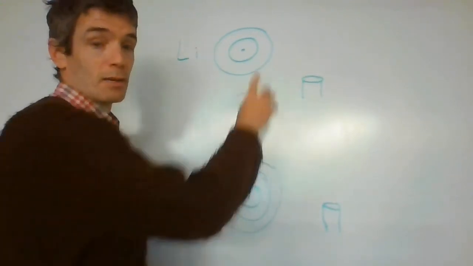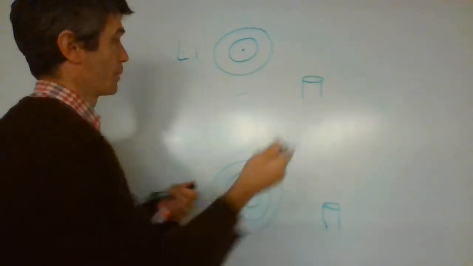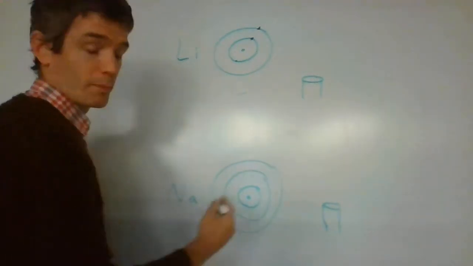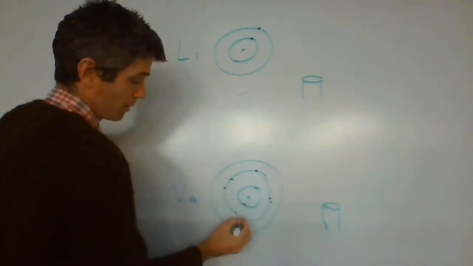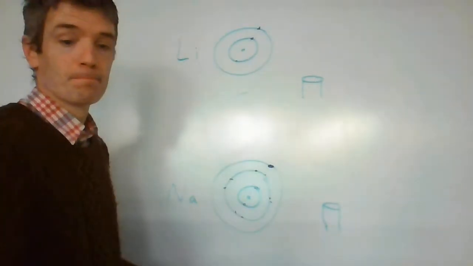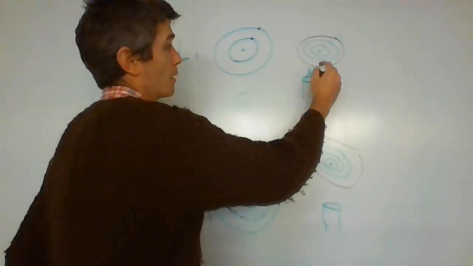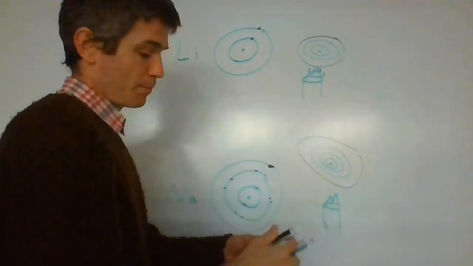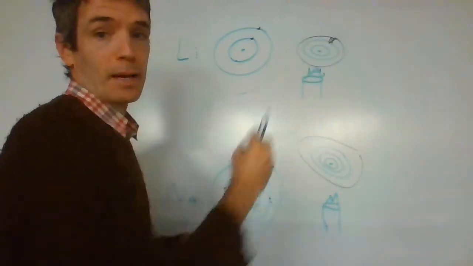Now, here's lithium. Lithium's got 3 protons, and they're in the center, and the electrons are basically like that, all right? And sodium has got 11. It's got them spread out. Now, when I put these things in a flame, what ends up happening is these electrons jump back and forth. They kind of hop back and forth.